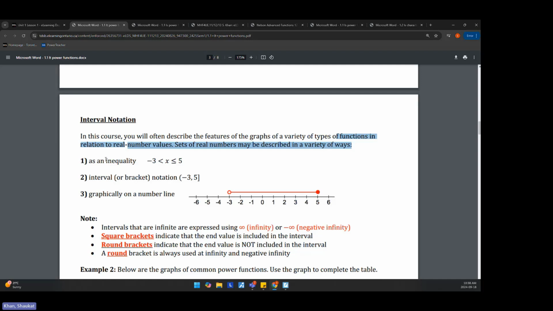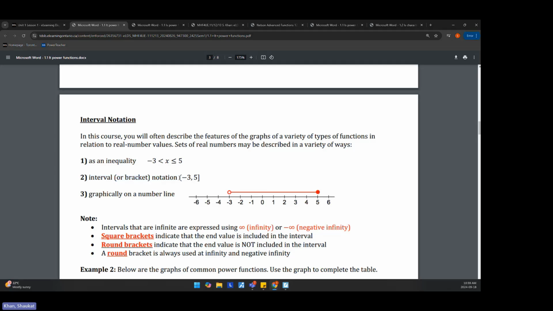So we use an inequality. This is important. We usually use this for domain and range. We use this inequality notation: -3 less than x, and then x less than or equal to 5. We have two: interval or bracket notation.